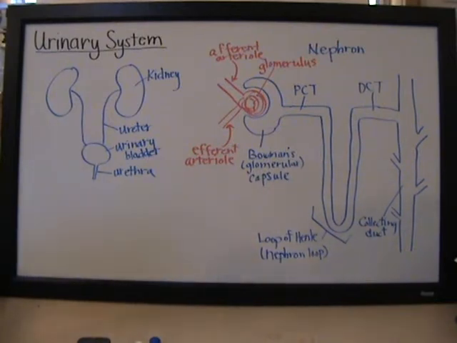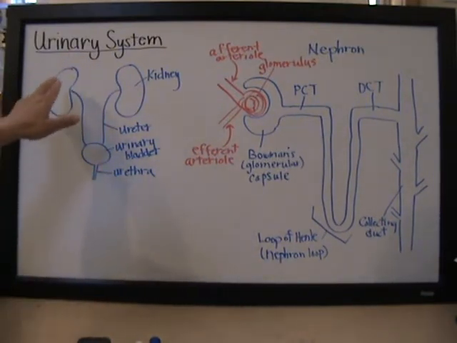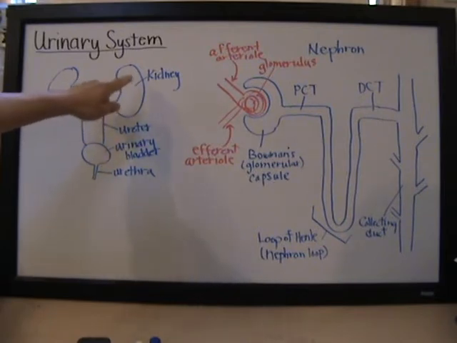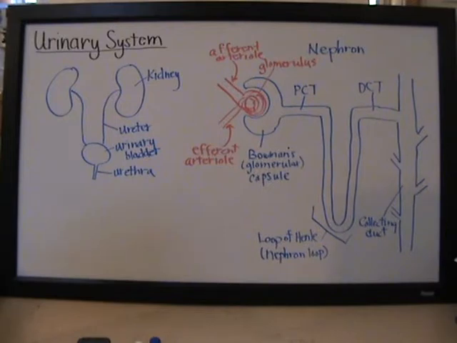Today we'll be discussing the urinary system. Let's first take a look at the overview of the urinary system here. The urinary system is composed of the paired kidneys, the ureters, which are tubes that carry urine from the kidneys to the third part, which is the urinary bladder, where urine is stored. From there, urine will make its way out the urethra, out of the body.